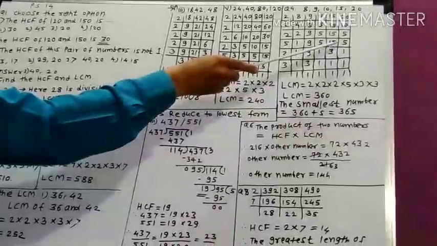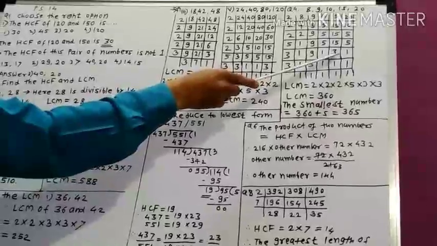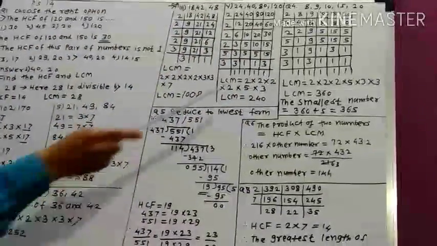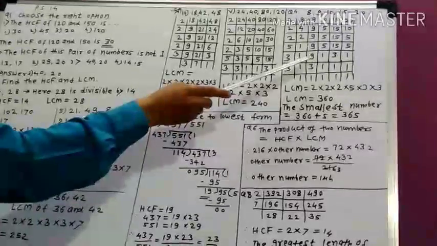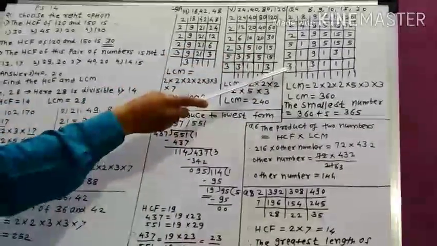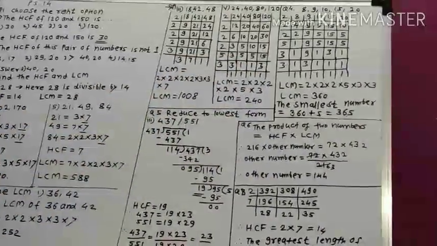15 divided by 5, we get quotient 3. 5 divided by 5, we get 1. Then again divided by 3, we get 1, 3, 1, 1, 1. Again divided by 3. We get all numbers as quotient 1, 1, 1, 1.